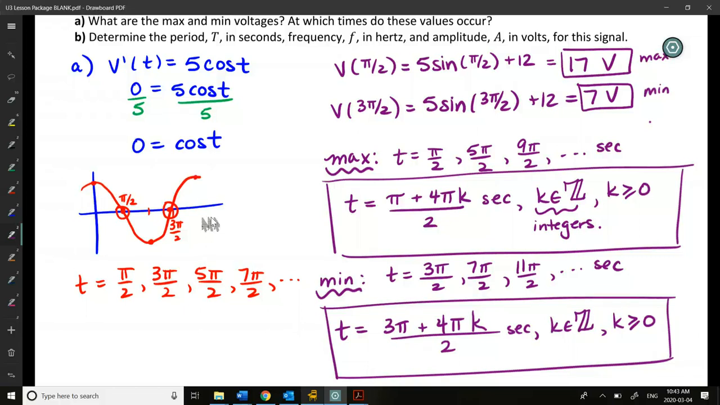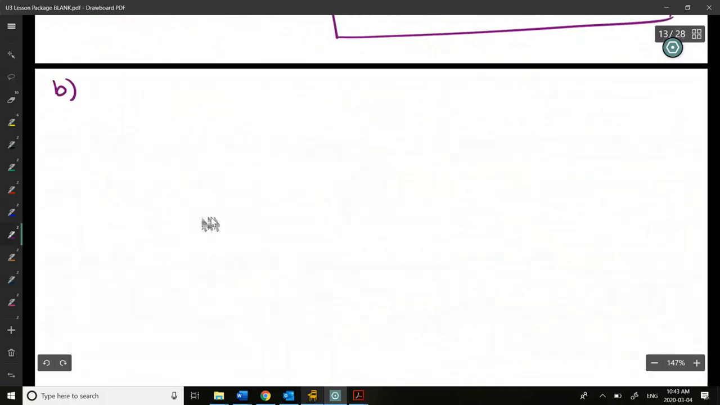Okay, part B, determine the period, which is represented by capital T in this case, in seconds. Determine the frequency in hertz and the amplitude, capital A, in volts for this signal. Okay, so let's do part B here. We're going to take this back a little bit into advanced functions. When we're calculating the period of a function, it can be calculated using 2 pi divided by the k value of the function.